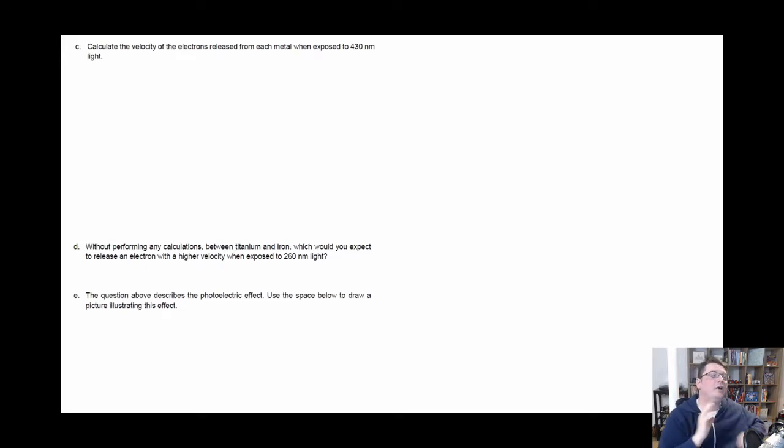So the next part of the question is asking, calculate the velocity of electrons released from each metal when exposed to 430 nanometers of light. The thing that you have to think about and work on there is first figuring out which metals are actually going to release electrons.